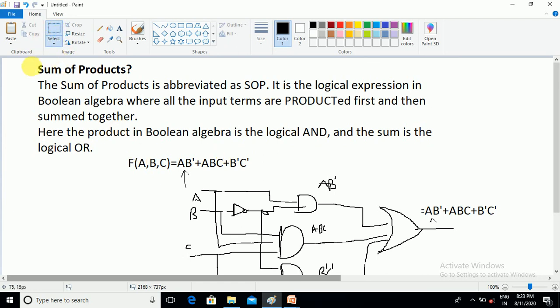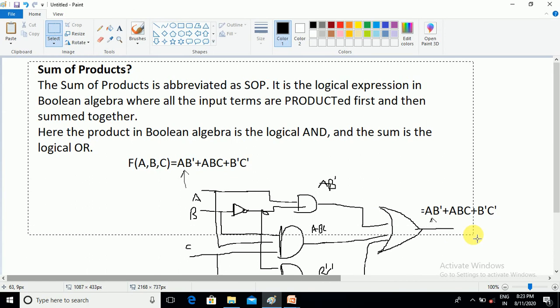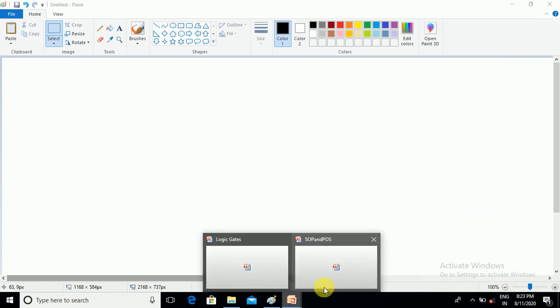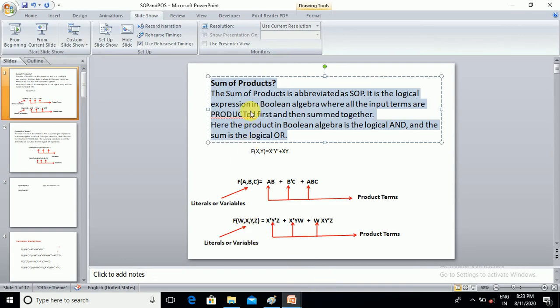Okay, so similarly let us discuss this product of sum. What do you mean by the product of sum? Here I am removing this definition, including the diagram, so let us take the actual definition of product of sum.